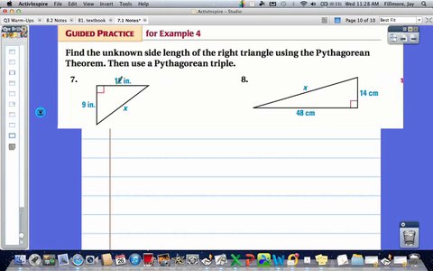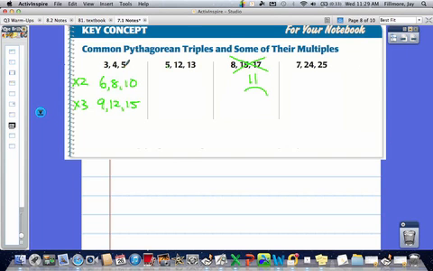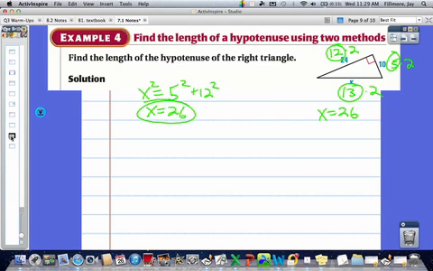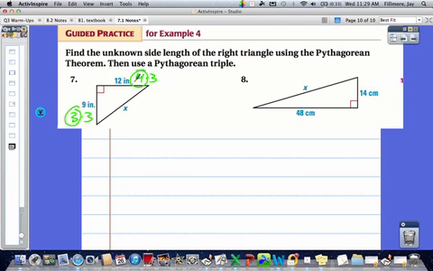Here we have 9 and 12, which are not parts of a triple. But let's simplify them by a common factor. We can divide 9 and 12 by 3. So 9 is 3 times 3, and 12 is 4 times 3. So I have a 3 and a 4. The next number in my triple, 3 and 4, is a 5. So if this is 3 times 3, this is 4 times 3, this should be 5 times 3. So x is 15.